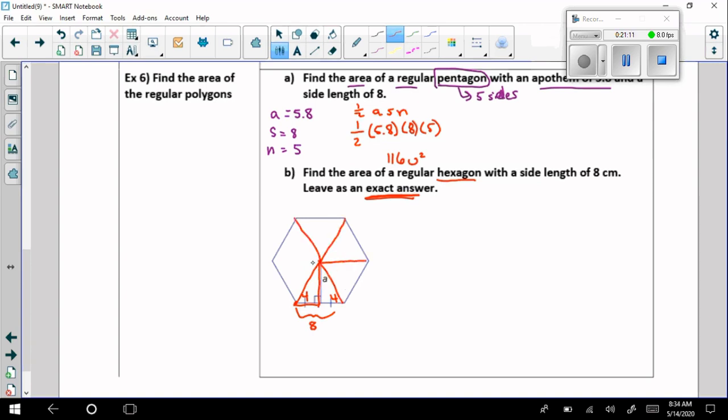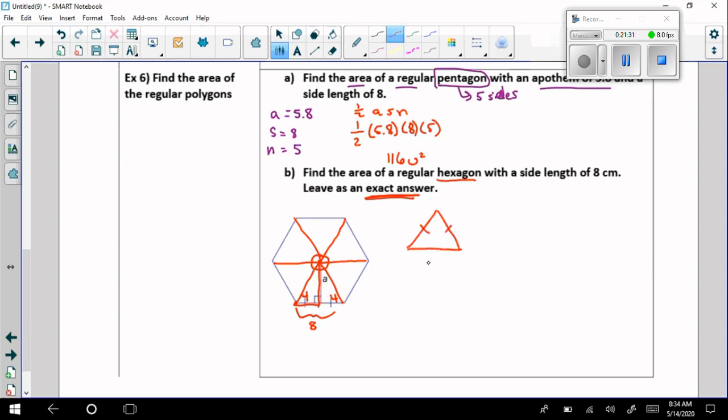Every regular polygon can be divided into these isosceles triangles, and they're all the same. So a whole bunch of isosceles triangles. And if you notice, there are, in this shape, 6 isosceles triangles, and it's a hexagon. So there's the same number of triangles as there is sides.